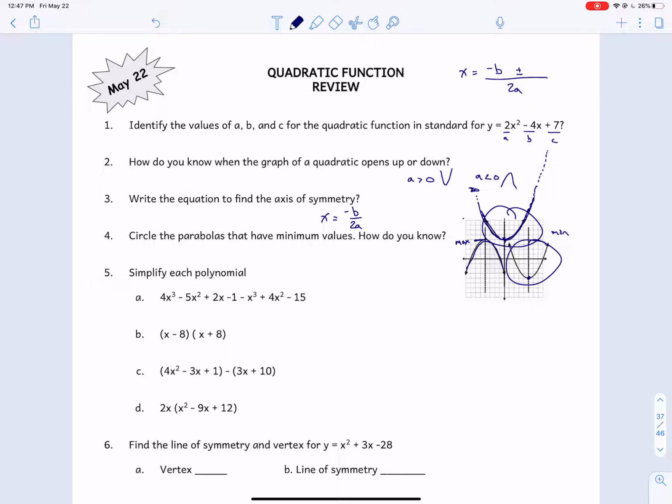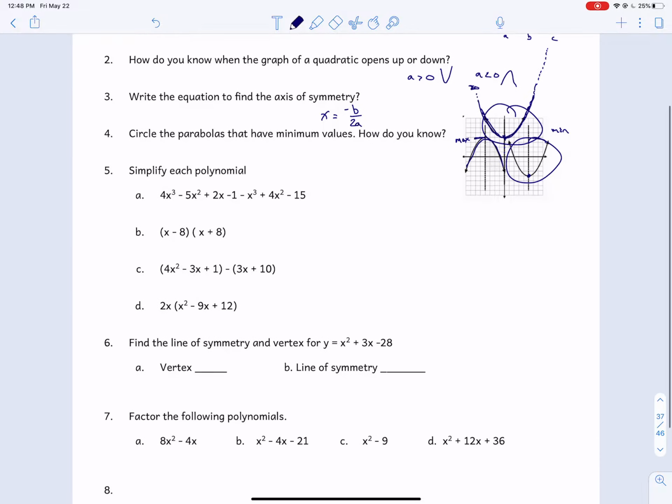And again, we would have explored this more in class had we still been in class. This minimum and maximum, you're going to see a lot more further down the road, especially in calculus. So just for now, understand if it's opening up, we have a minimum value. If it's opening down, we have a maximum value.